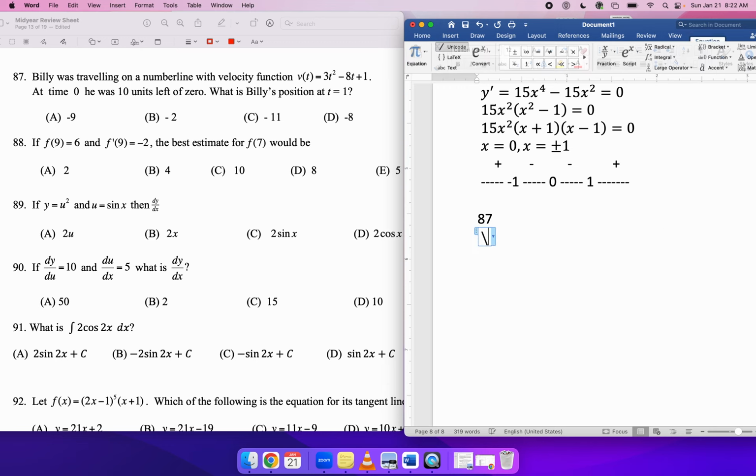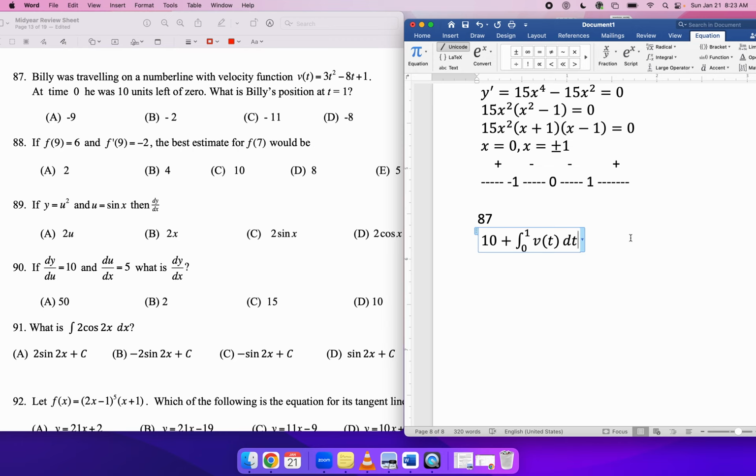Well, what I would do is compute the displacement from time 0 to time 1, and that would be given by the integral of v of t from 0 to 1. So that right there is going to be the displacement from 0 to 1. That's going to tell you how far Billy moved left or right over that time. And of course, we know that he started at 10. So 10 plus this will tell you where Billy is at t equals 1.